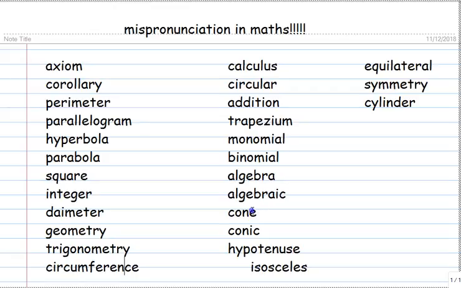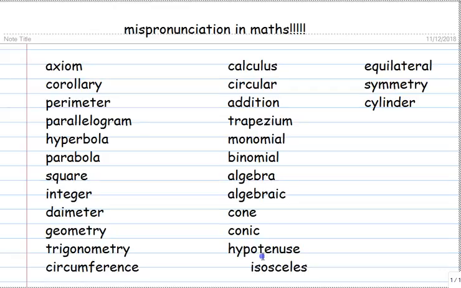Oh, this one I know you know. Cone. Everybody knows it. Well, what about this one? How do you pronounce this one? Conic, right? No, it's not conic. It's conic. Cone, conic. See, there's a difference actually, right?